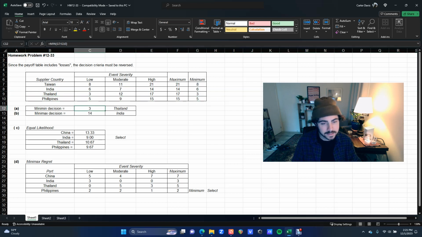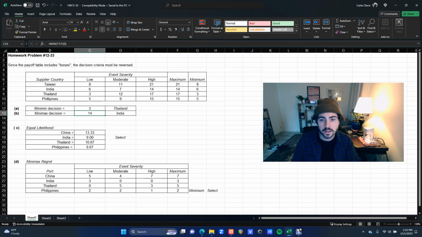Now minimum decision. Minimum would be the minimum of the minimums. The minimum of the minimums is 3. 3 is the lowest of these. Therefore, the minimum decision is 3. And I think the idea is, we're using the min of the min decision instead of the max decision because we want the least amount of loss, and that would be 3. So now min and max, worst case scenario of the maximums, the smallest of the maximums is 14. So we choose 14, that's the minimum of the maxes.